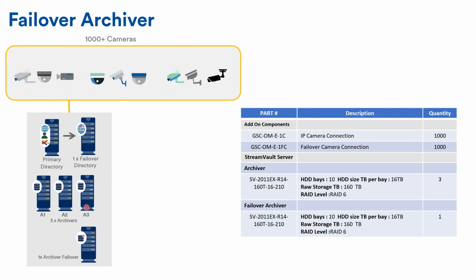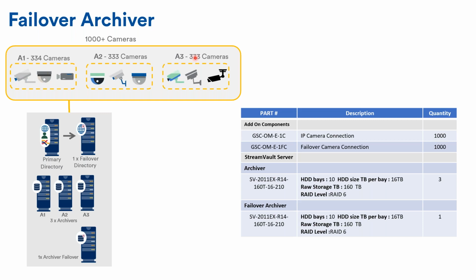Now, when it comes to failover archiver, let's say, for example, we have three archivers. We have an archiver, let's call it A1, an archiver called A2, and an archiver called A3. In this kind of environment, each of these groups of cameras are being recorded onto each of these archivers. A1 is recording up to 334 cameras, A2 is recording up to 333 cameras, and A3 is recording up to 333 cameras as well.